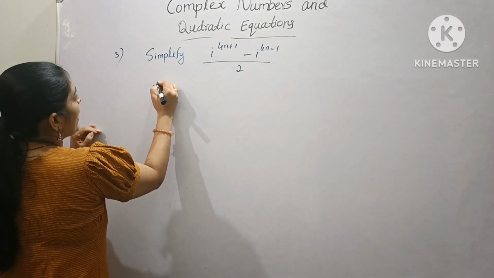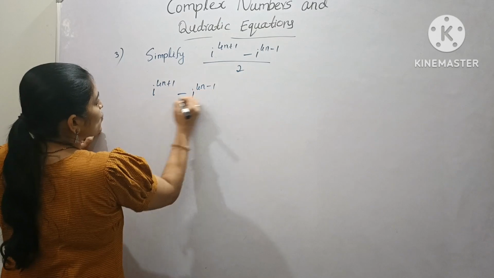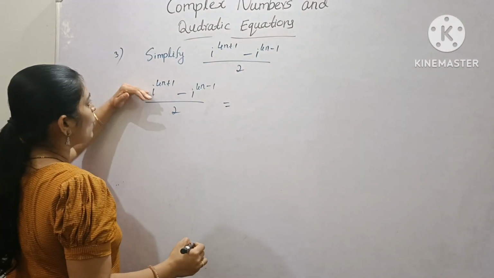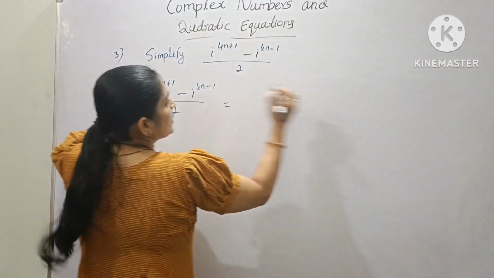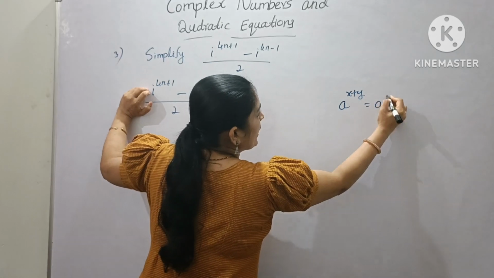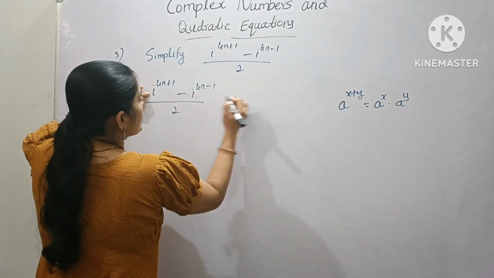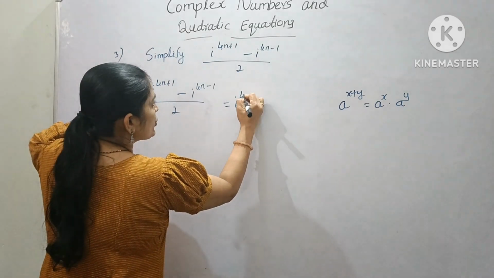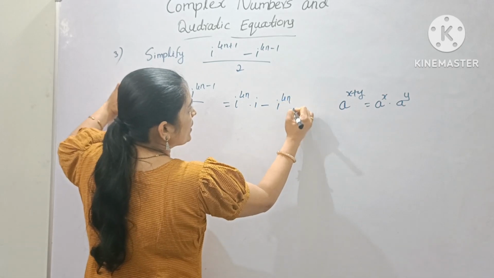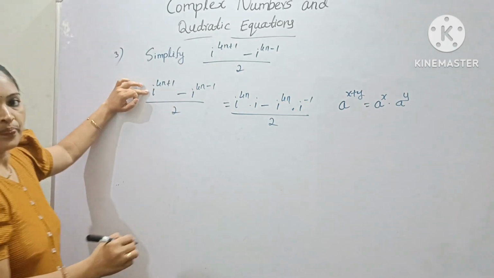Given complex number (i^(4n+1) − i^(4n−1))/2. How can we write this? We know that a^(x+y) is equal to a^x into a^y, isn't it? So here i^(4n+1) is i^(4n) into i, minus i^(4n) into i^(−1), whole divided by 2.